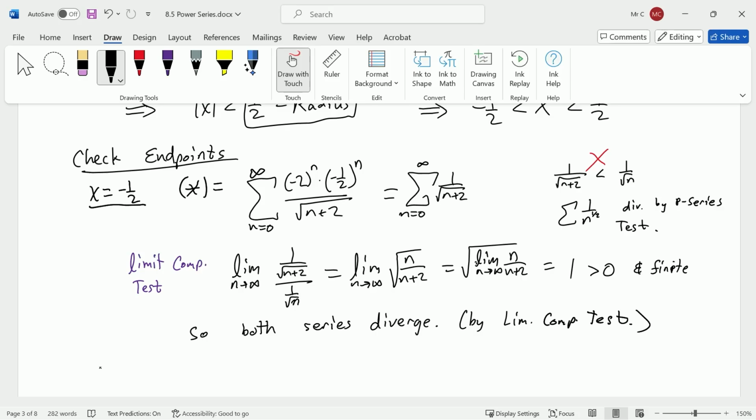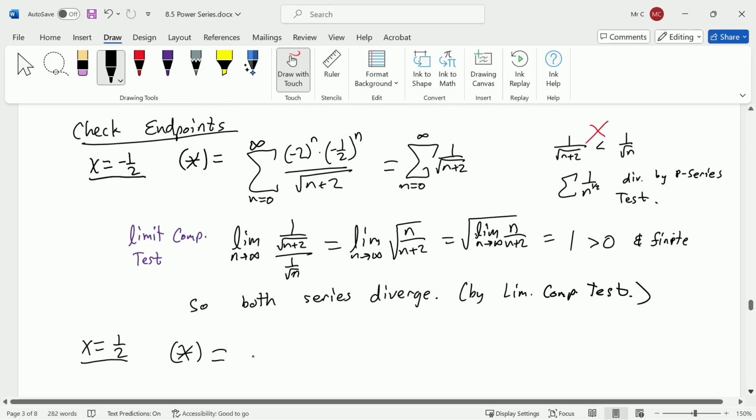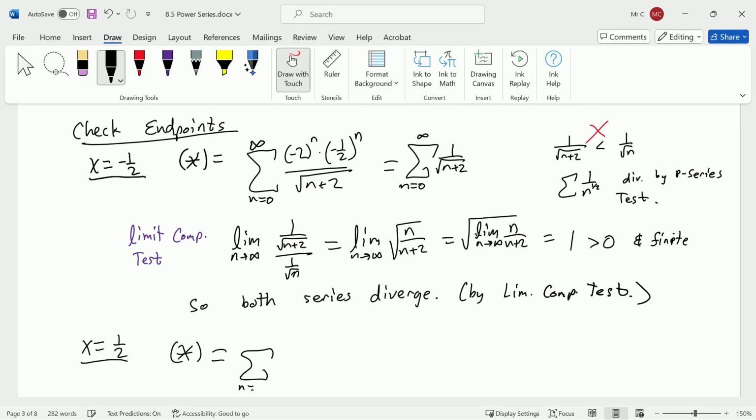Okay, now we've got to try x equals +1/2, our other endpoint. And when we plug that into the series, we'll get something pretty similar: the sum from n equals 0 to infinity of negative 2 to the n times 1/2 to the n over the square root of n plus 2. Now again, I can multiply these together because the exponents are the same, and negative 2 times 1/2 is negative 1. So this becomes the sum from n equals 0 to infinity of negative 1 to the n over the square root of n plus 2.